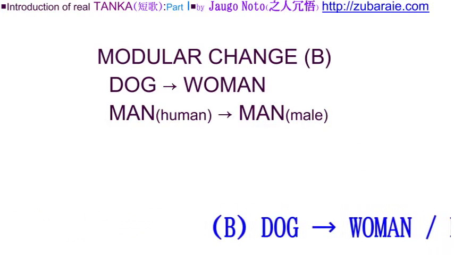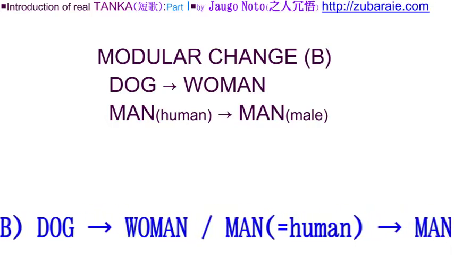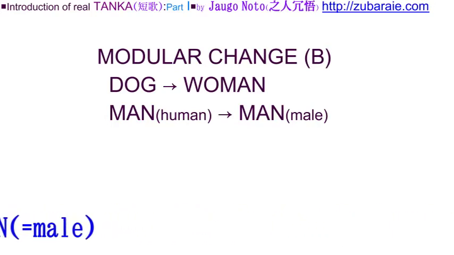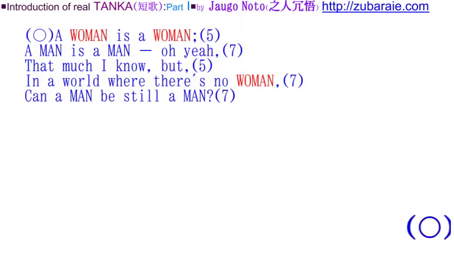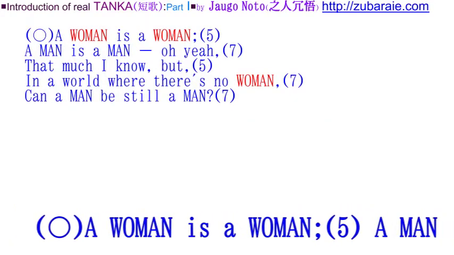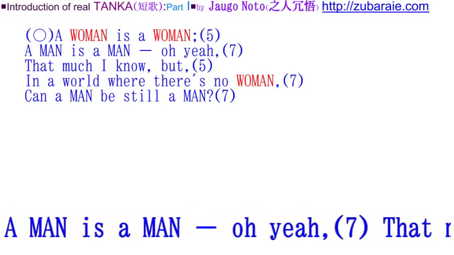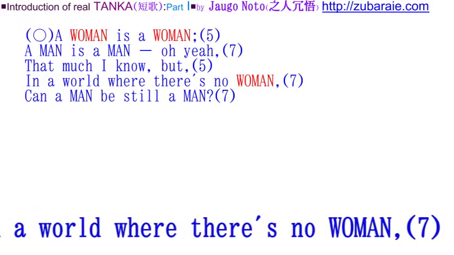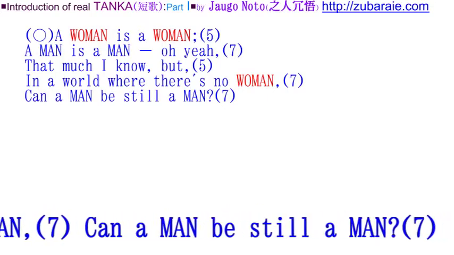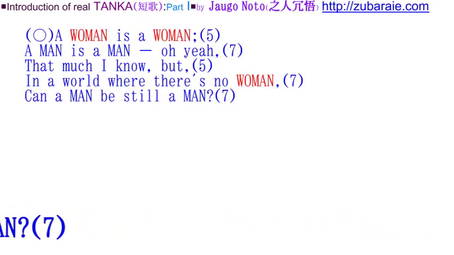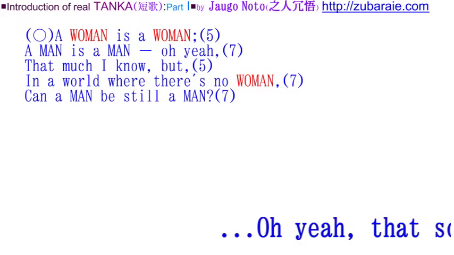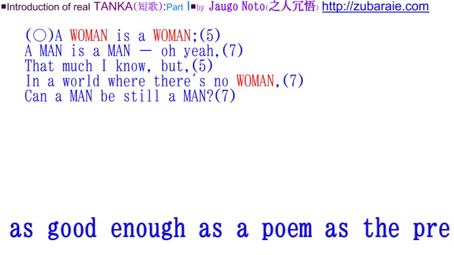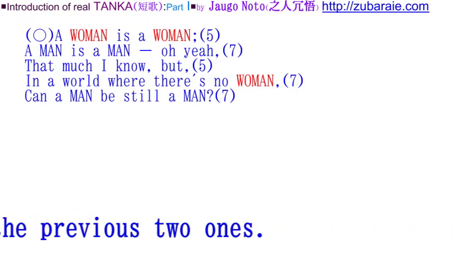B. From dog to woman. From man, human, to man, male. A woman is a woman. A man is a man. Oh yeah, that much I know, but in a world where there's no woman, can a man be still a man? Oh yeah, that sounds bad enough, and as good enough as a poem as the previous two ones.